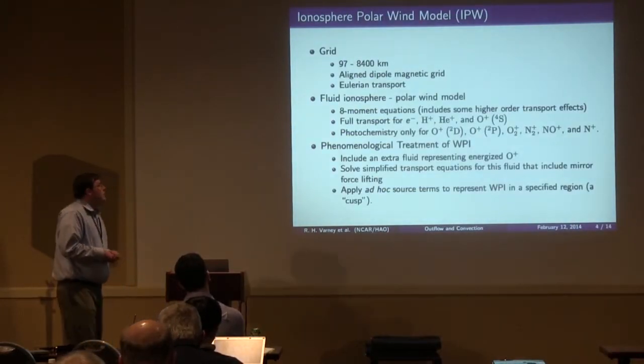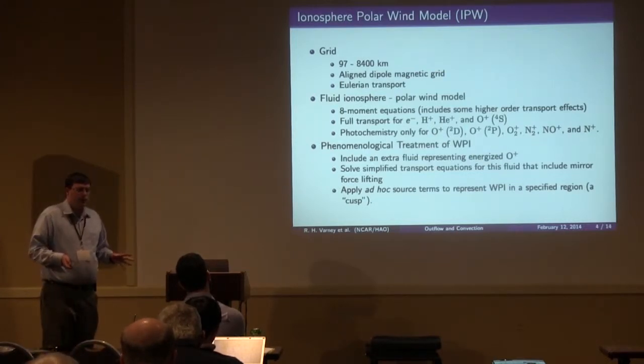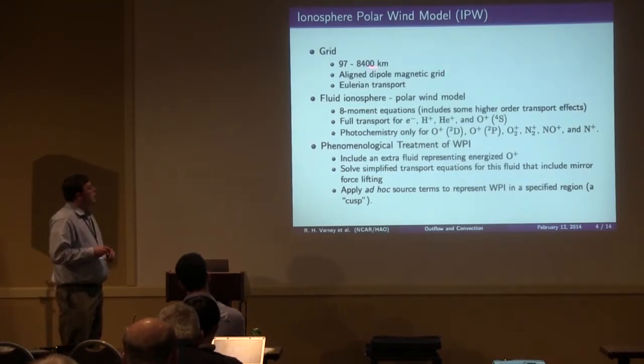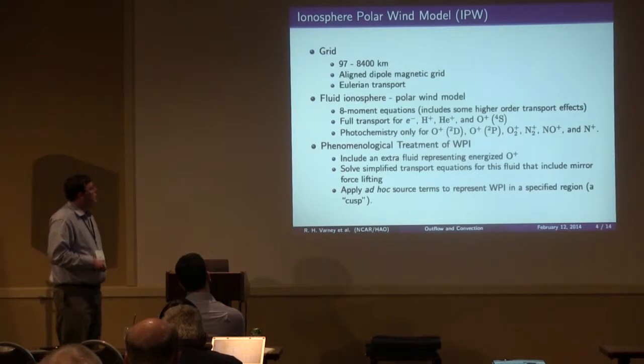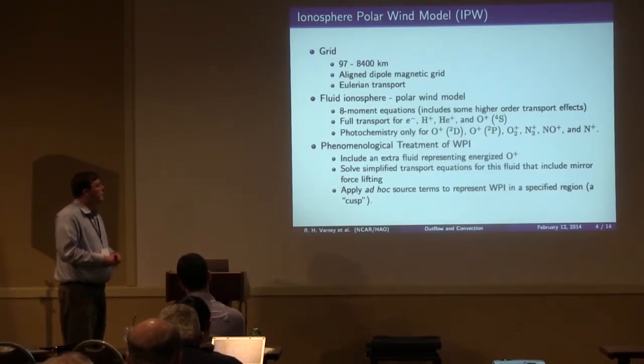I'm going to investigate this using an ionosphere polar wind model that I've been developing. This model is still very much under development, so consider everything I show as preliminary results. It goes from 97 to 8,400 kilometers. I'm just using an aligned dipole magnetic grid for the moment, and I'm doing Eulerian transport in a 3D grid. The fluid ionosphere polar wind part of the model is based on the 8-moment equations. It's very similar to the Transcar model, for those of you familiar with that formulation.